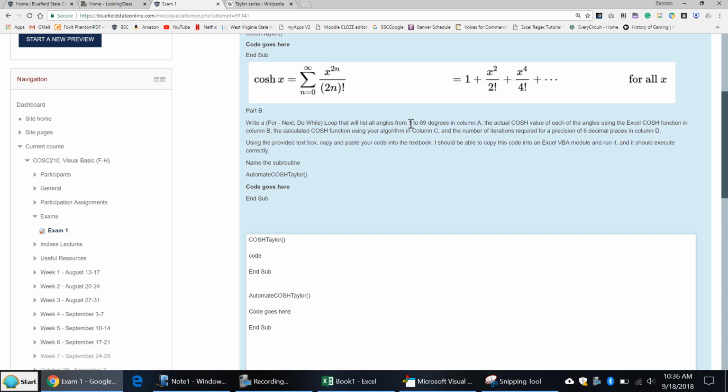List 1 to 89. The actual value of the hyperbolic cosine, which is just COSH parentheses, that cell value, pull it down in Excel, and then the value you calculate for each one of these in column C, and then the number of iterations required for six digits of precision.